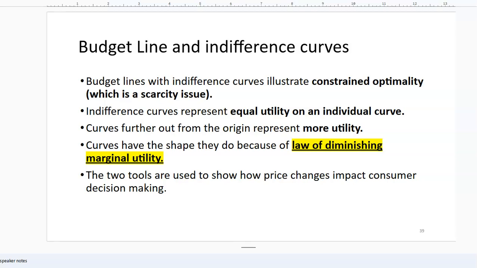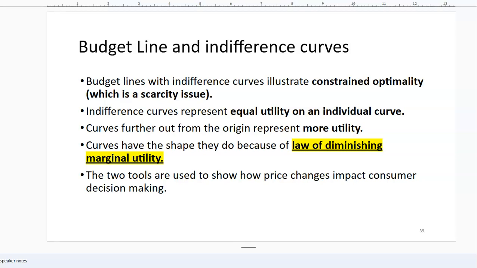We also have people who want lots of stuff, so they have to make choices. Those choices lead to opportunity costs. There's no such thing as a free lunch. And so a budget line creates a constrained optimality in a graphical way.